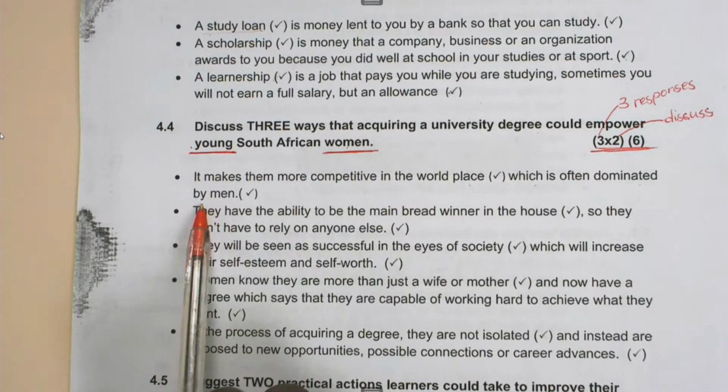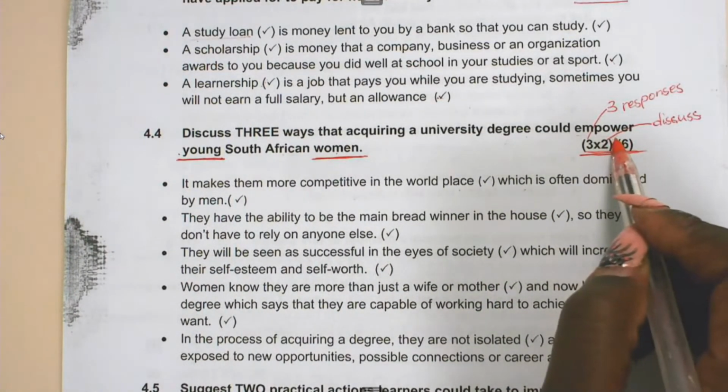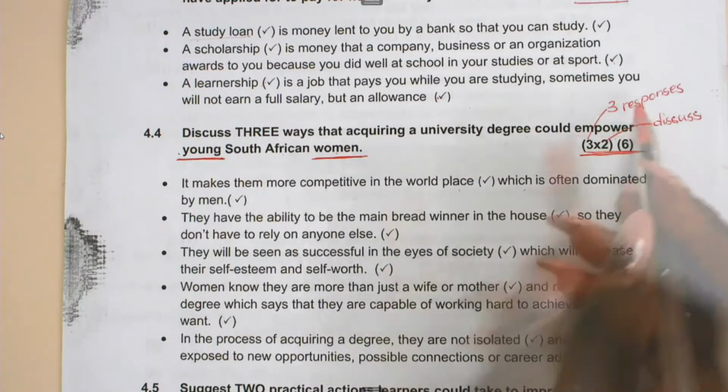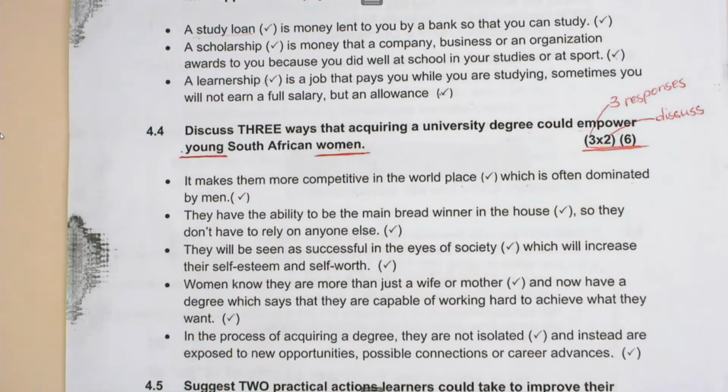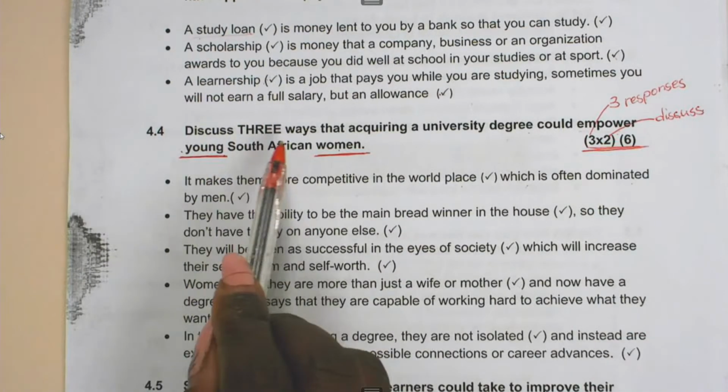Remember the question said, how are they going to be empowered? This is very much clear. A tick for the response and another tick for discussing the response. They have the ability to be the main breadwinner in the house, so they don't have to rely on anyone else. Remember, we are all about empowering young South African women.